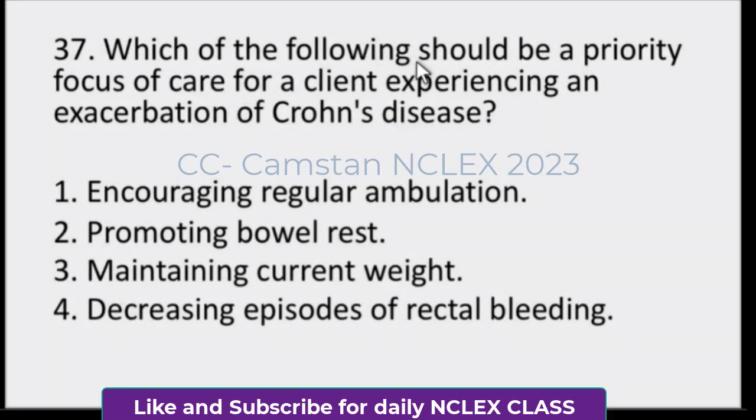Which of the following should be a priority focus of care for a client experiencing an exacerbation of Crohn's disease? Right. So now our client is having an attack of Crohn's disease, that is an exacerbation of Crohn's disease. So what should be our priority? Our priority goal is to promote bowel rest. Our priority is to promote bowel rest, and why?